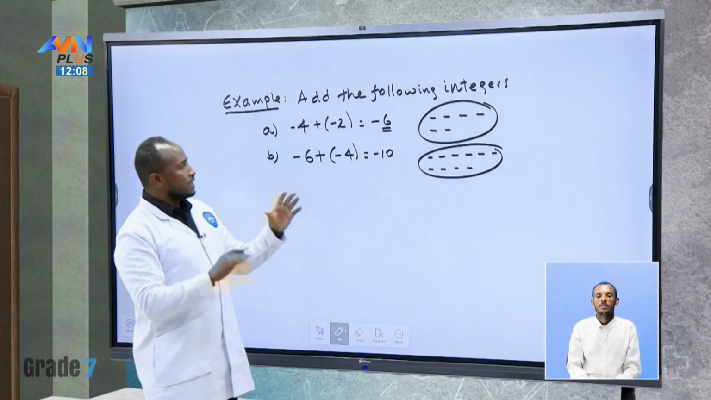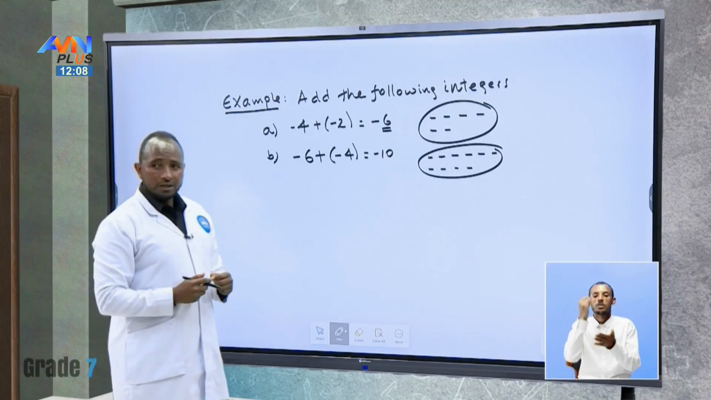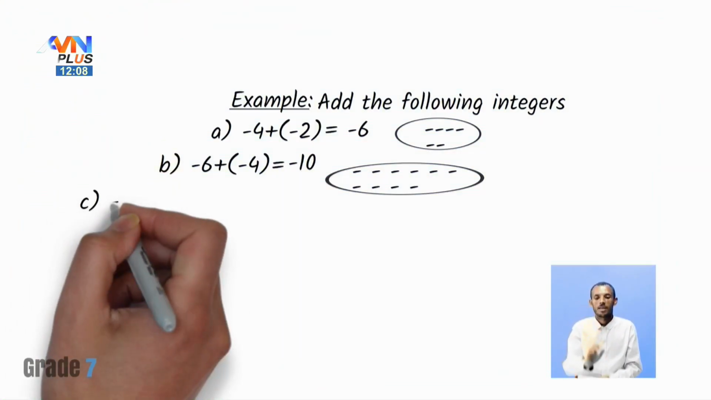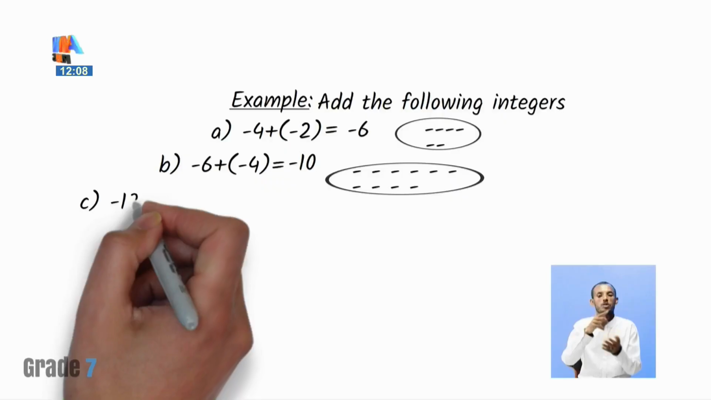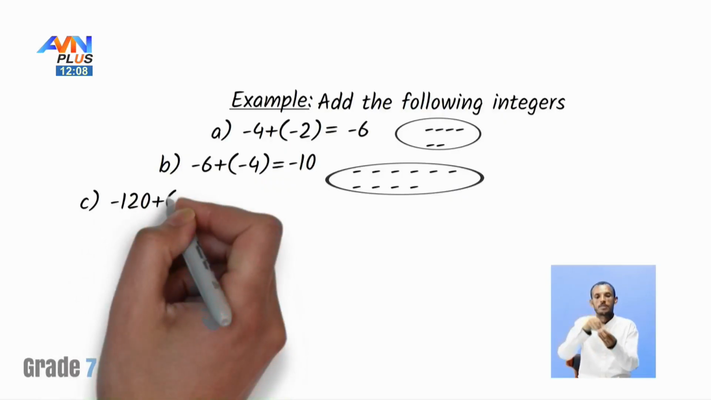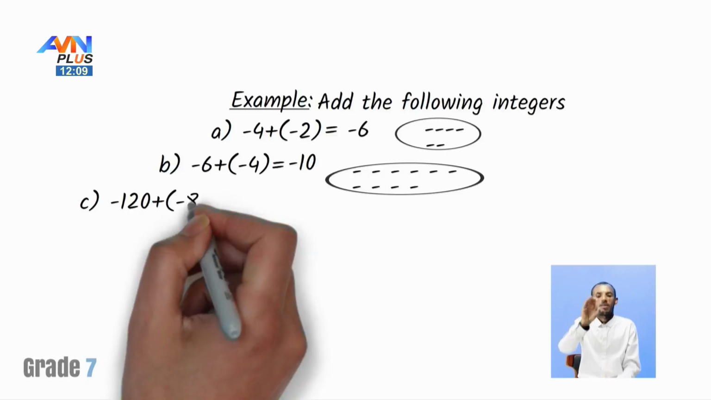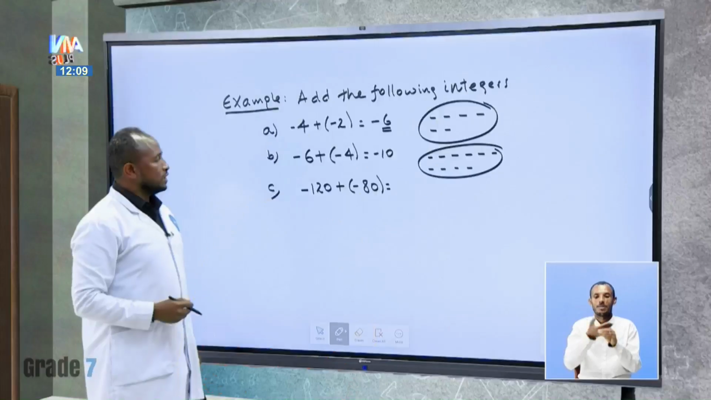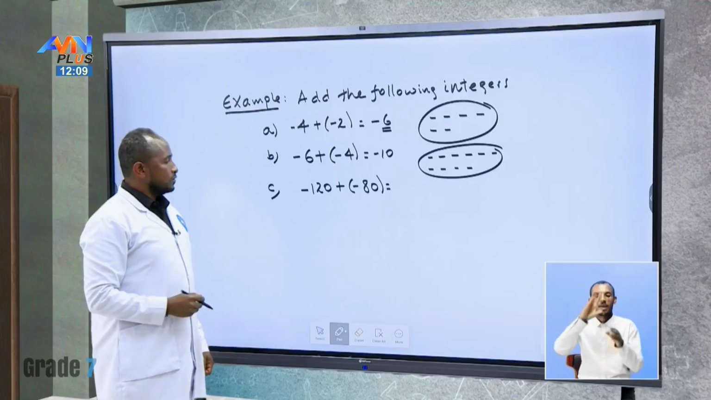So, using this concept, please try this question. C, let's try to add these two. Negative 120 plus negative 80. Students, please try this question. I'll give you 20 seconds for this.